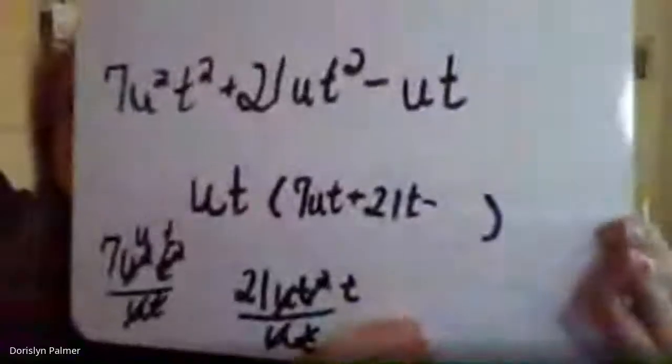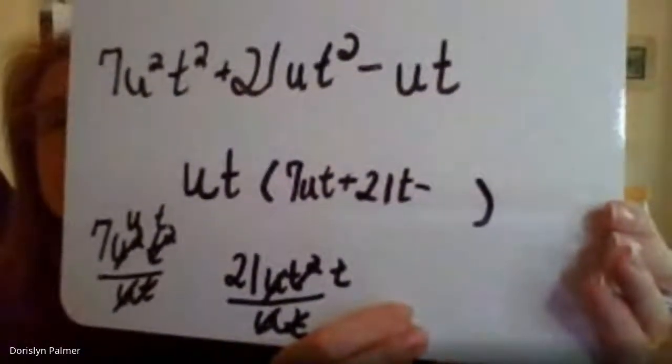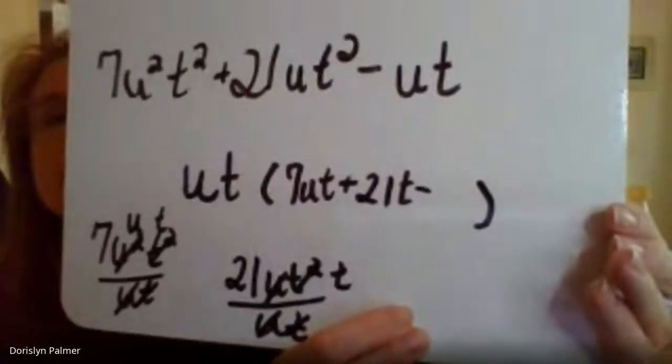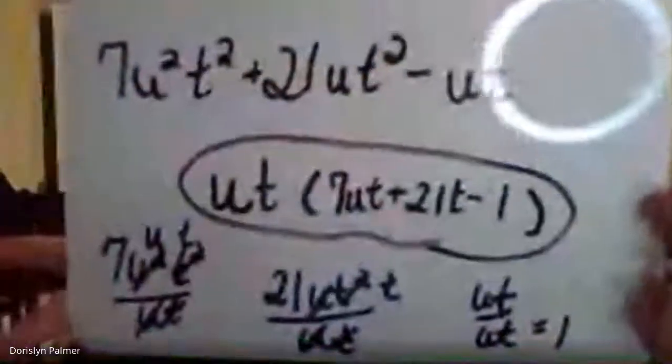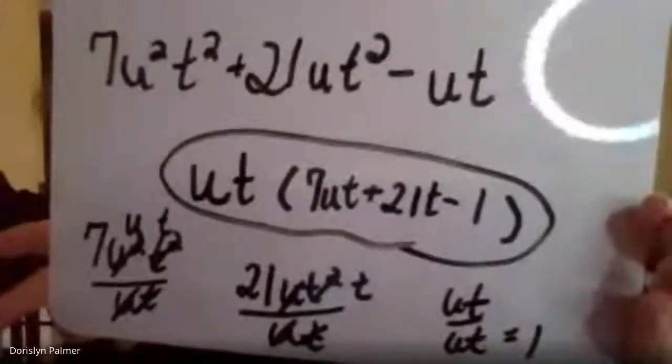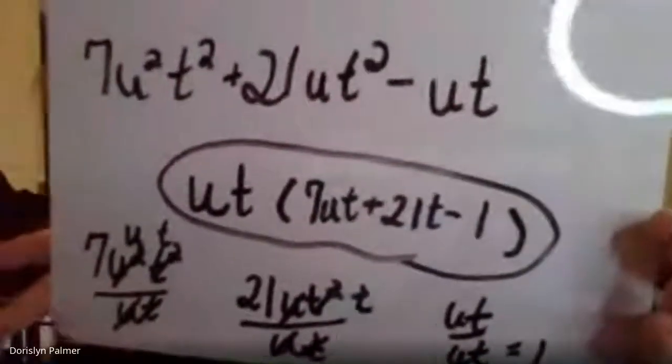what's my last term going to be? I had a UT. Robbie? 1. Good. When I divide UT divided by UT, I just get 1. So we have UT, and then in parentheses, 7UT plus 21T minus 1.